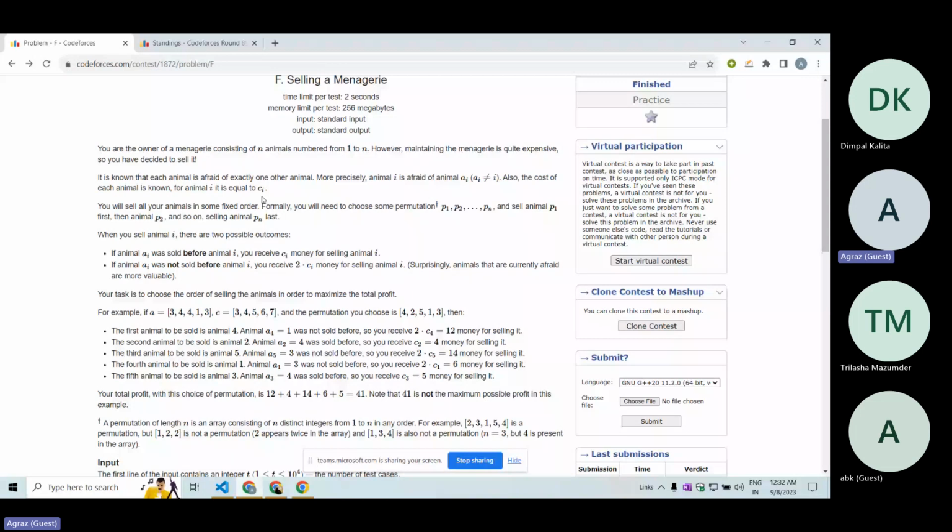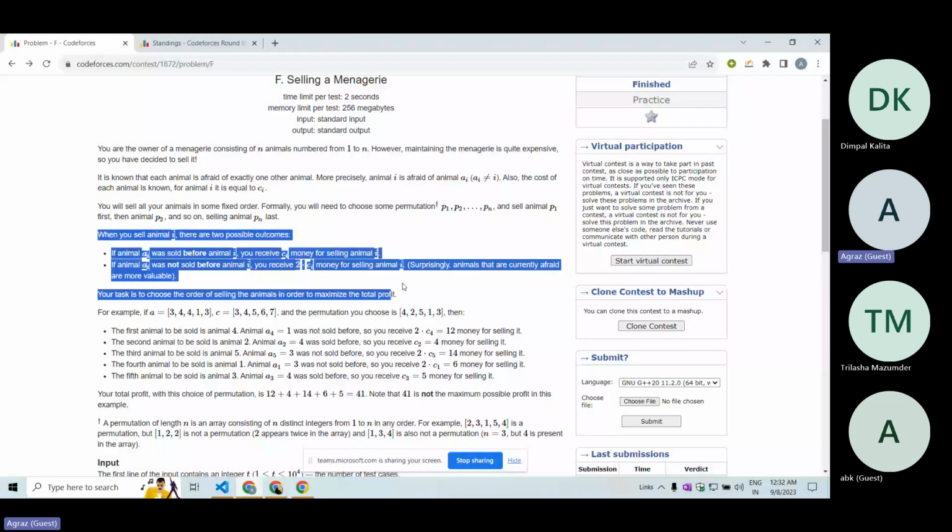So basically, we are given two arrays. With the index i, we can find the value ai, which is the animal i is afraid of, and the cost ci, which we will earn if we sell this animal. We sell them in some order, formally some permutation, and we have to decide in which order to sell.